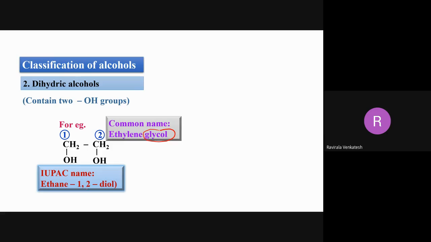Ethane 1,2 diol. Now no need to remove this E. Why? Because see, D is coming here. If you have E and after that you get a vowel sound like I, then you have to remove E. Here no need to remove E because D is not called a vowel sound. If it is a vowel sound, you have to remove E. So no need to remove E here. This is called ethane 1,2 diol.